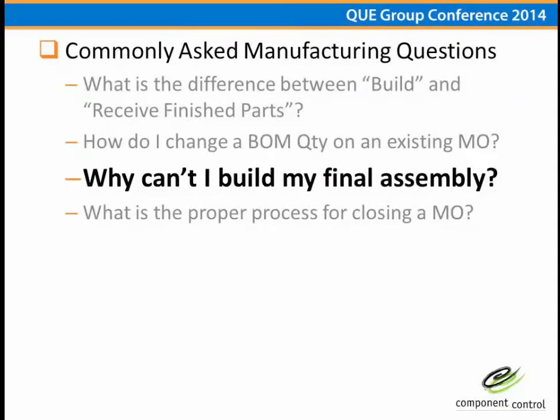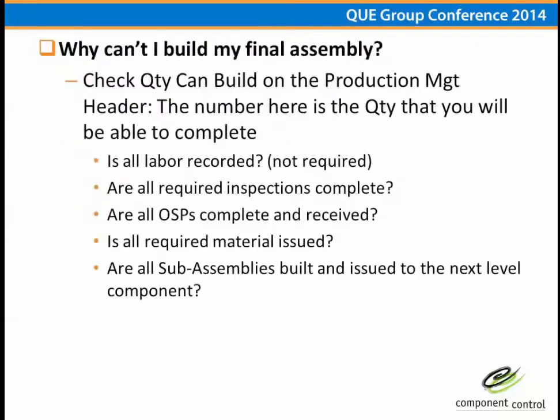Probably the most common question that we get through support is, why can't I build my final assembly, right? So you guys have probably all come across this if you're manufacturing users, where you go to build your assembly, whichever method you decide to use, and you can't build it, and you need to figure out why. So what we'll typically do in support, and also what I'll do when I'm out training you guys, is I'll give you a checklist. You've got this checklist of several reasons why Quantum is going to prevent you from creating that final assembly in the system.